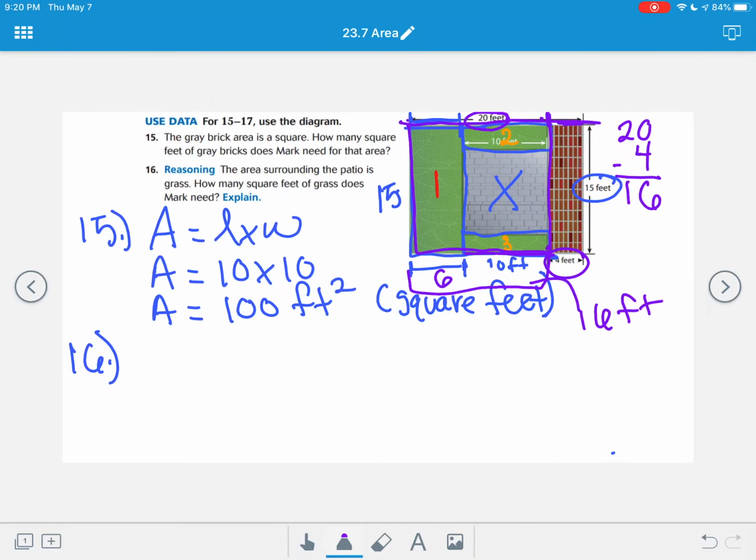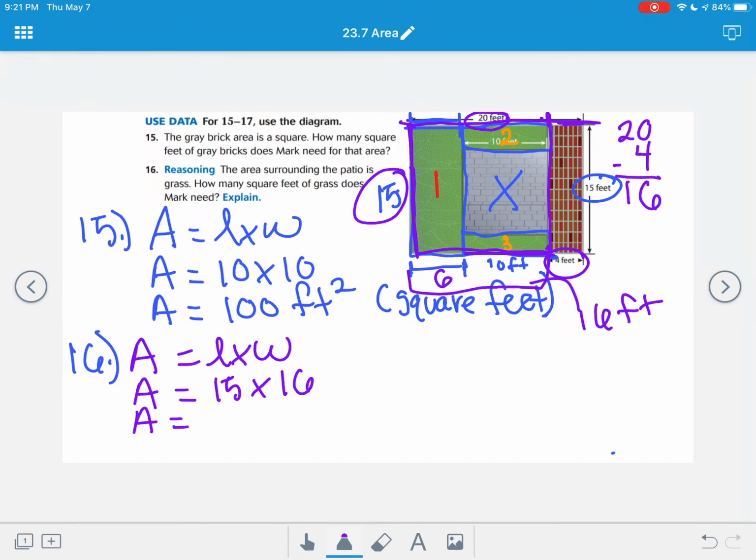That much is solved. So we know the width now. Now we need to know the length. Well, I know the other side of this rectangle. We already know it's 15. So I found that first part. So the area is length times width. And we know the length is 15 feet multiplied by the width, which we found was 16 feet. I'm going to put that into my calculator. 15 times 16, which is equal to 240 feet squared.